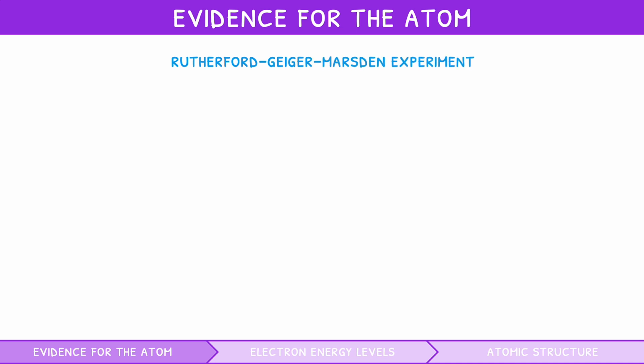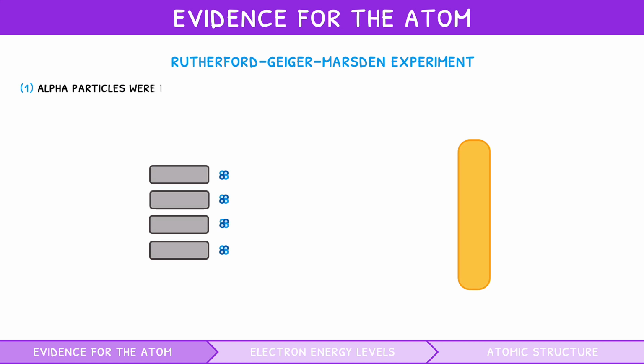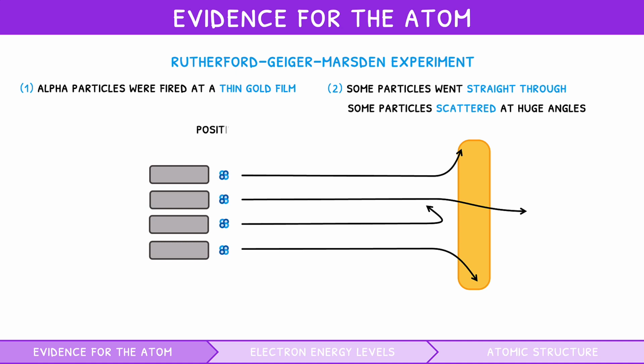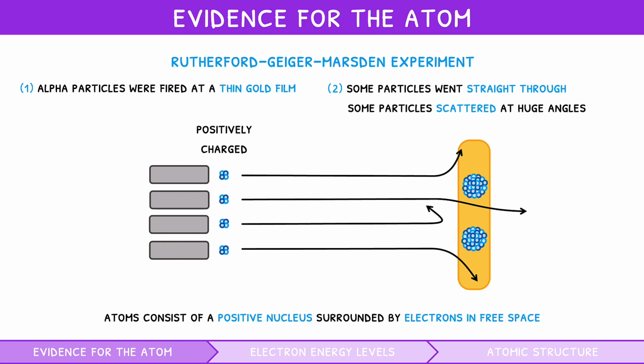In this, helium nuclei, i.e. alpha particles, were fired at a thin gold film to attempt to find structures. Some particles went straight through the film, but others were scattered at huge angles. The alpha particles were already known to be positively charged, so the scattering suggested the presence of a strong positive charge in the gold film, i.e. the nucleus. However, the straight path suggested there was empty space between the nuclei. This formed the basis of the Rutherford model, atoms consisting of a positive nucleus surrounded by electrons in free space.